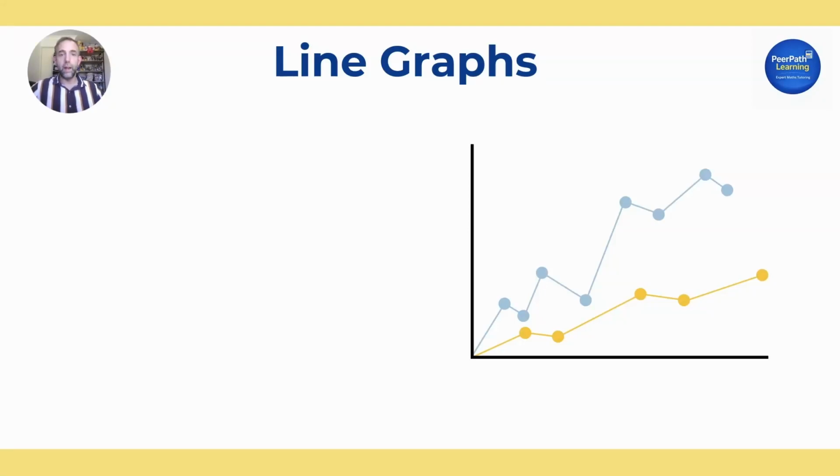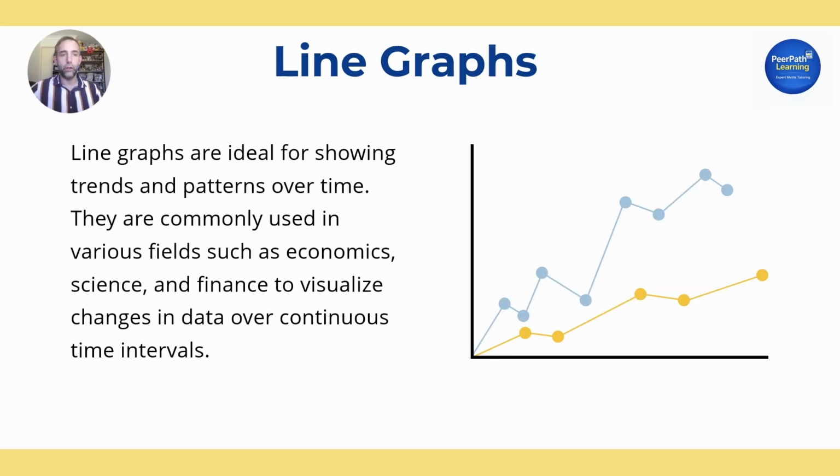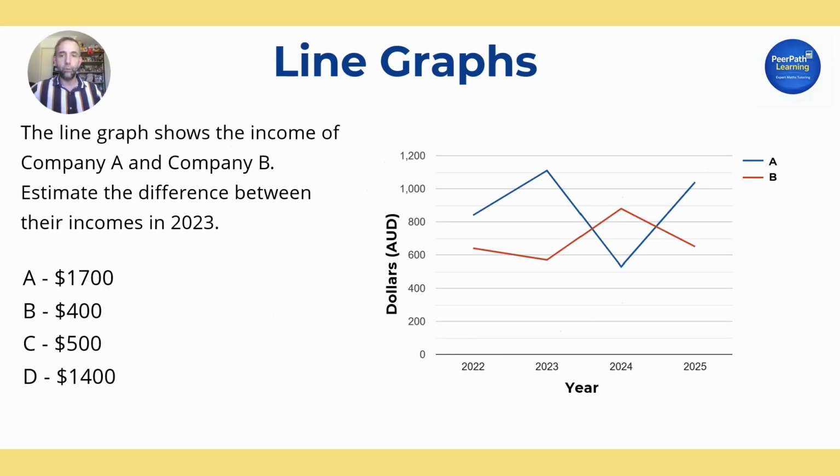So in this video, we're going to have a look at the other types of graph we need to be able to interpret. The first is a line graph, which is ideal for showing trends and patterns over time. So when you're comparing the profit or whatever it may be to time, that is most commonly going to be a line graph.